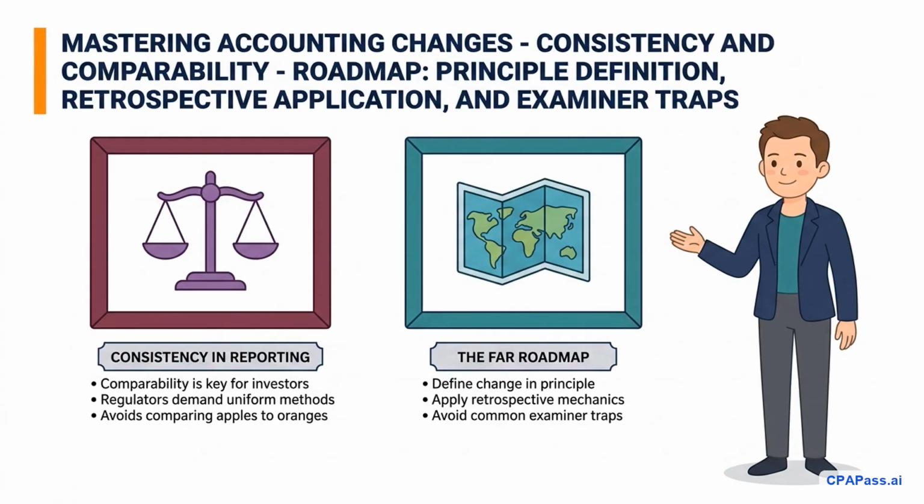When a company changes its accounting methods, it must balance the need for better reporting with the demand for consistent, comparable financial statements. This lecture provides a clear roadmap for navigating these rules. We will define what constitutes a true change in principle, explore the FASB mandate under ASC 250, walk through retrospective adjustments, and highlight the exact traps examiners use to test your knowledge.